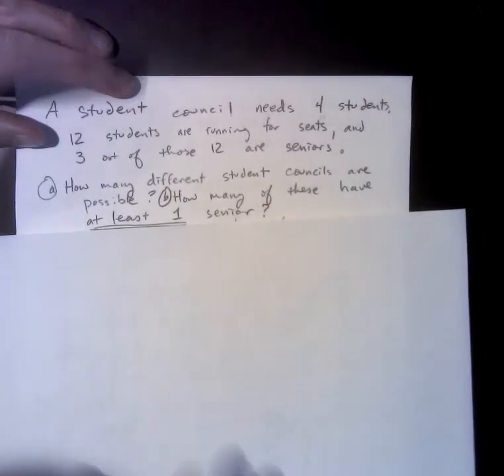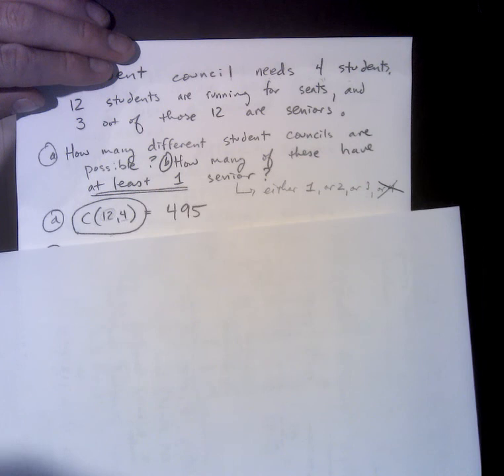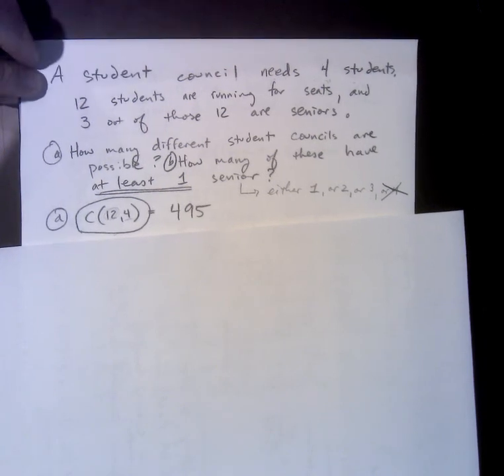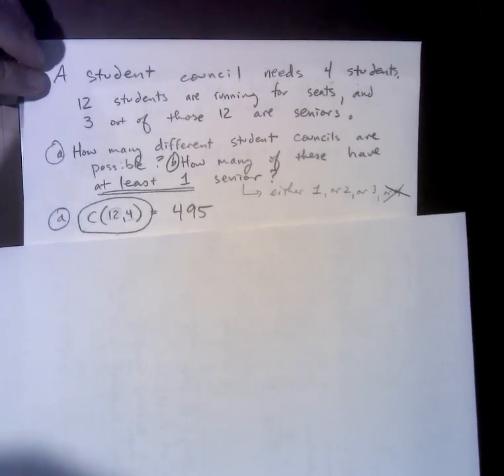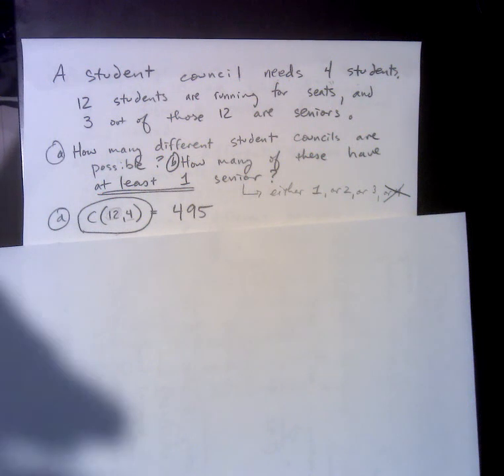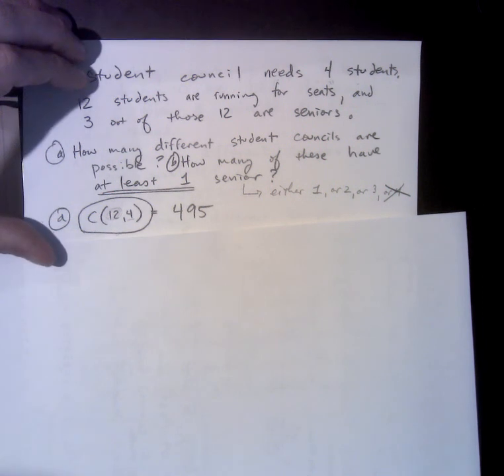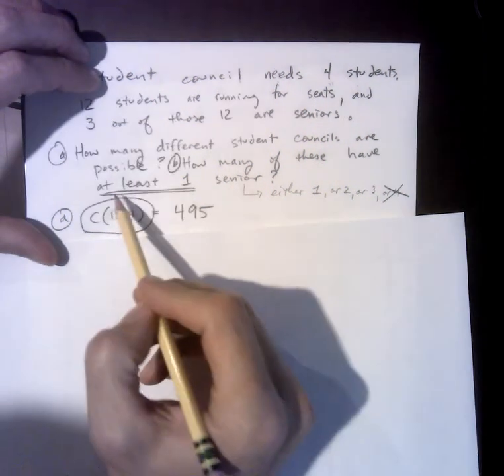So for the first question, that's pretty simple. How many ways are there for me to pick 4 students out of 12? 4 students are going to be on the council, 12 students are running, so we just do 12 choose 4. That gets 495.